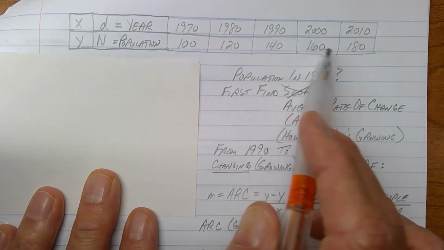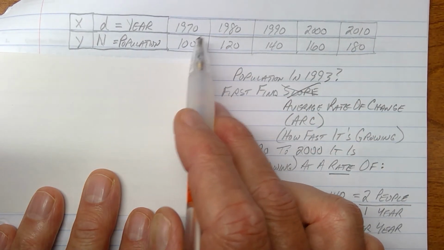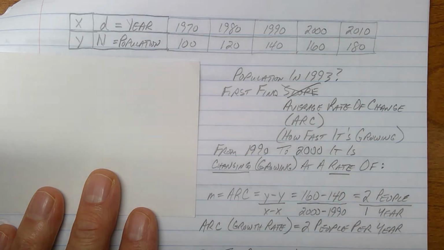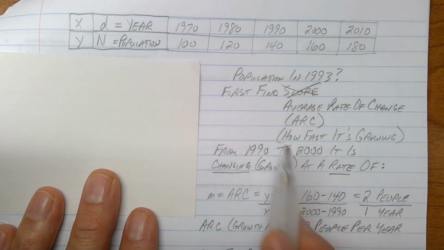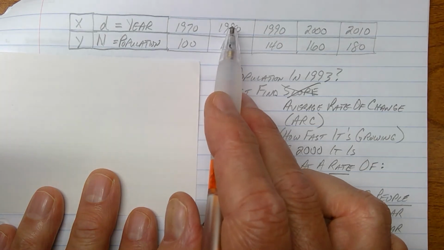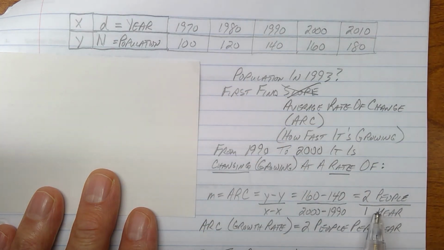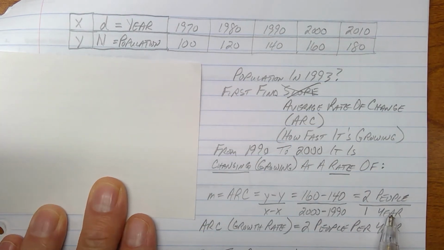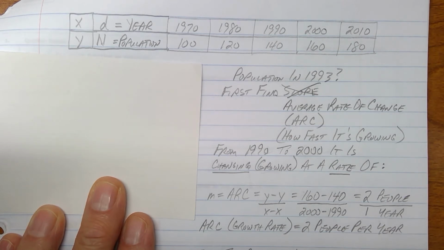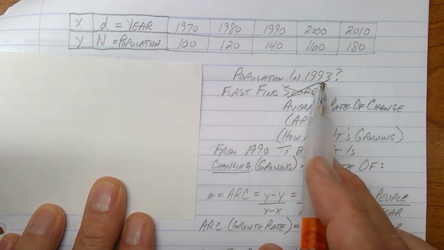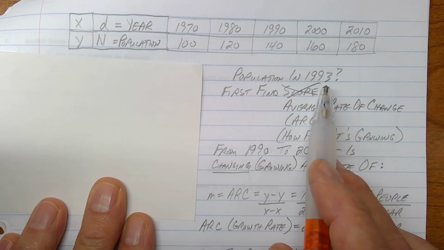And you can calculate slope anywhere in the table. Y minus y over x minus x. You'll wind up at, this thing is growing 20 people every 10 years, which means 2 people every 1 year. So it's growing at a rate of 2 people per year. Okay, now that we know that, I can find out how many people I have in 1993.